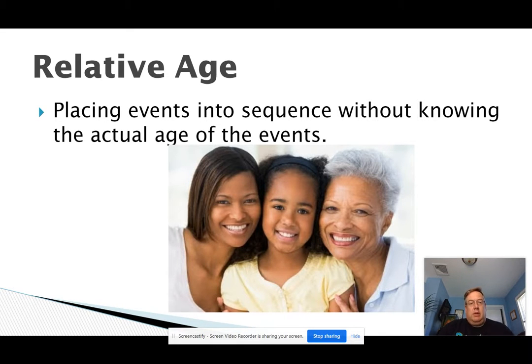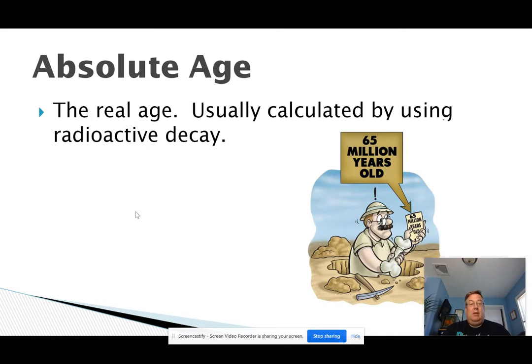All right, we talked about relative age, which is basically putting things in order in relation to each other without knowing the specific age. So we don't know the specific age of any one of these three women here, but we can put them in age order from oldest to youngest or youngest to oldest just by comparing them to each other. All right, so that's relative age. And then we ended with absolute age, which is the real age, and we use things like carbon dating to get that.